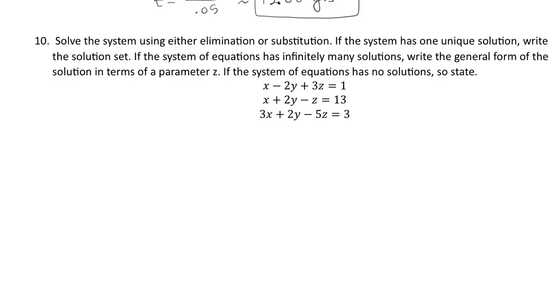Question 10. This is from chapter 6, solving systems of equations. This was unit 4. So it says we can use either elimination or substitution. So I'm going to use the elimination method. I can see right off the bat that negative 2y, positive 2y, the y's would cancel just by using the top two equations. So I'm going to use the top two equations.